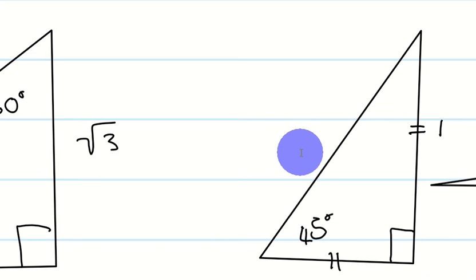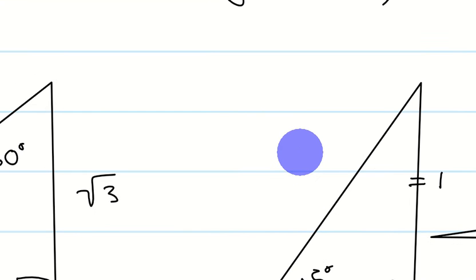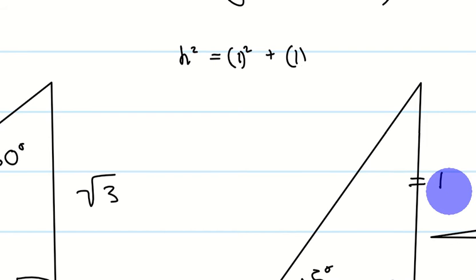Alright, so I'm going to use the theorem of Pythagoras. I need to determine the hypotenuse. I know that the hypotenuse squared is equal to this side squared, 1 squared, plus 1 squared. So that's 1 squared plus 1 squared. And why am I saying this? Because in all kinds of geometry, we always need to state our reasons.